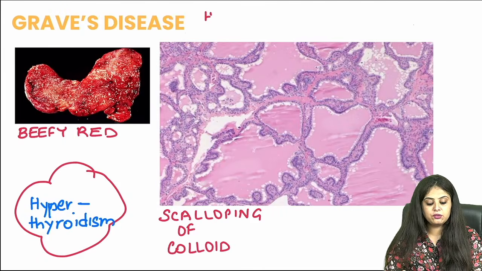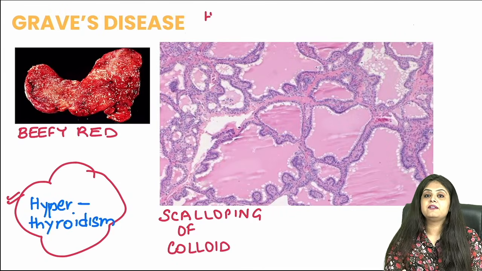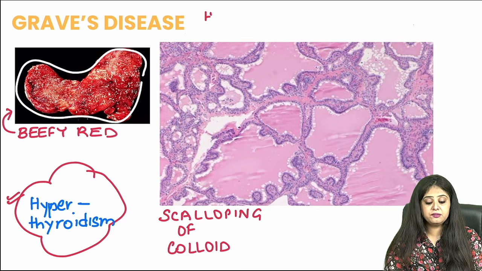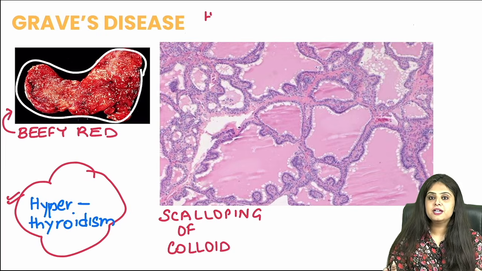What if there is a case of hyperthyroidism? I will have Graves' disease in this person. Now look at the color of the thyroid. The entire thyroid gland is involved and it is beefy red. It's as if it's on fire. It looks fiery, beefy red in color because it's producing a lot of hormones.